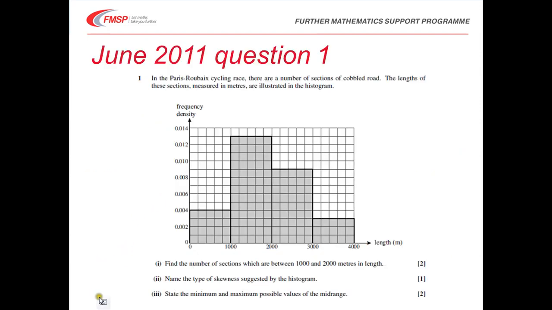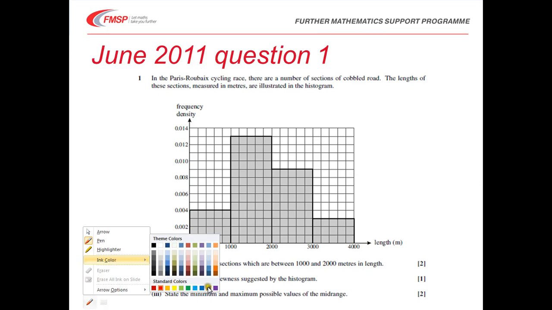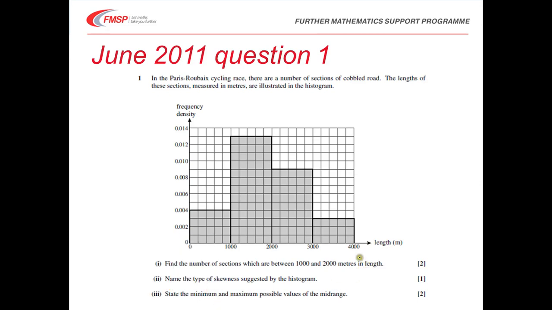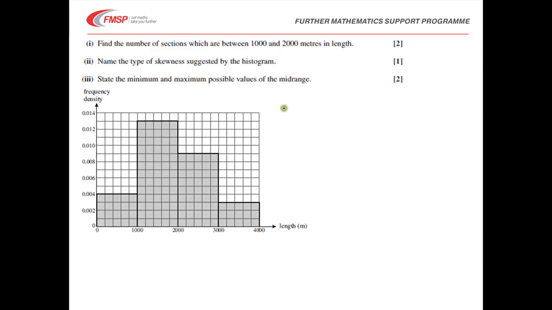Okay, let's move on to histograms. This is question 1 from a paper, so a reasonably straightforward starting point, reading a histogram rather than drawing one. We've got a number of sections of a race on cobbled road. The lengths of these sections are illustrated in the histogram measured in metres. So find the number of sections, that's frequency, between 1000 and 2000, so that's going to be that bar there. Name the type of skewness and state the minimum and maximum possible values of the mid-range, because of course we've got group data here, so we don't know exactly what the data is.